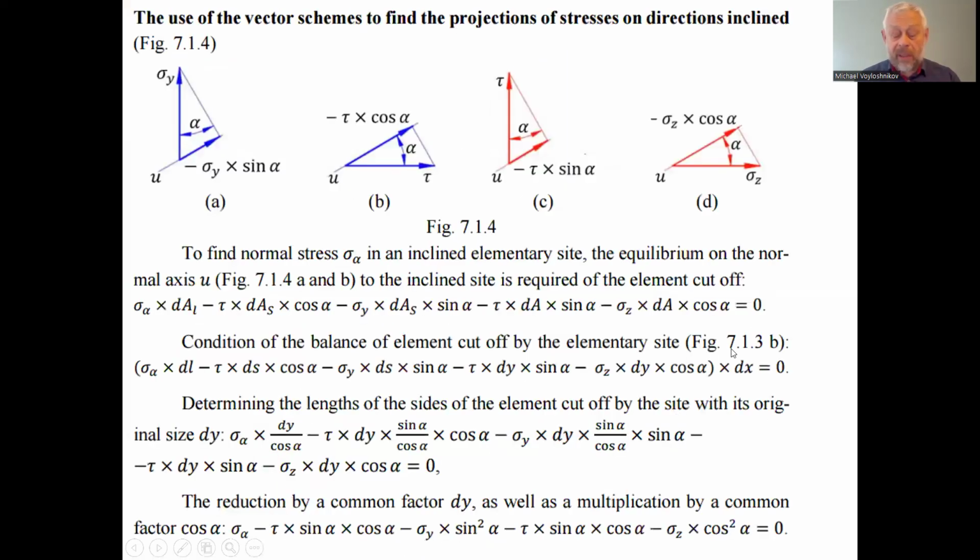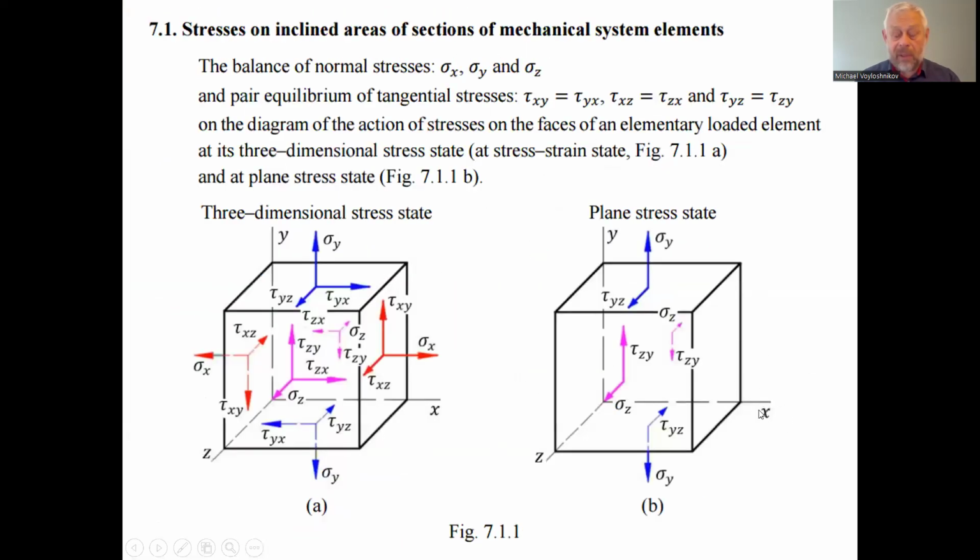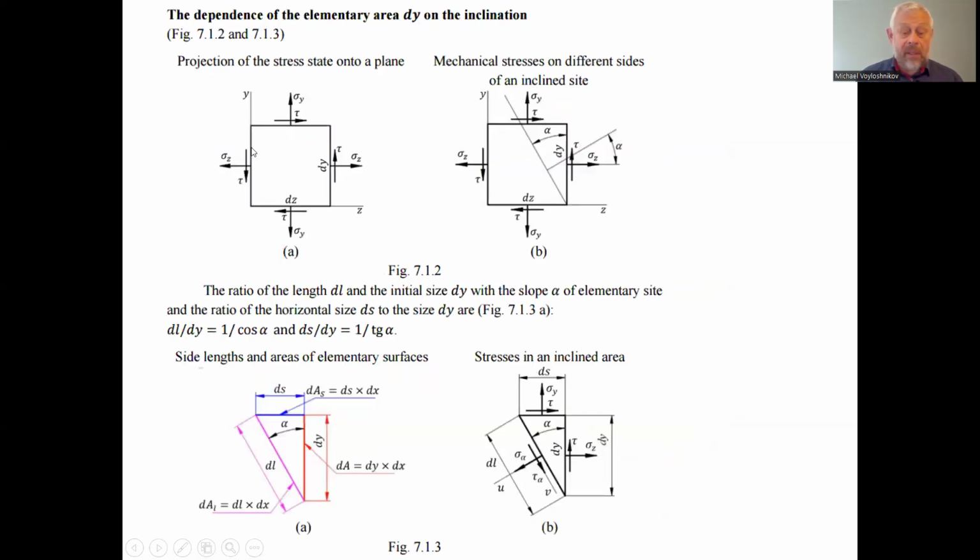So we assume that the stresses acting parallel to the axis X are equal to 0, and all stresses are parallel only to the plane ZOY, the plane of the coordinate system. The question arises: what will happen in the plane stress state if we change the direction of the faces of this segment of the material of the mechanical system element under load?